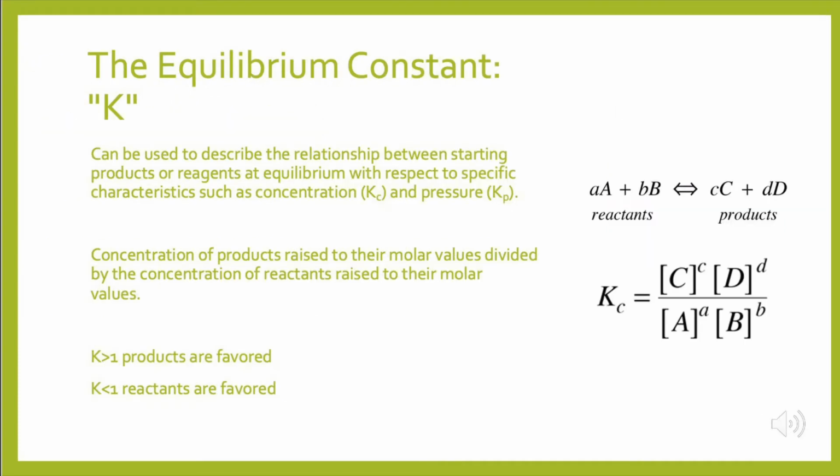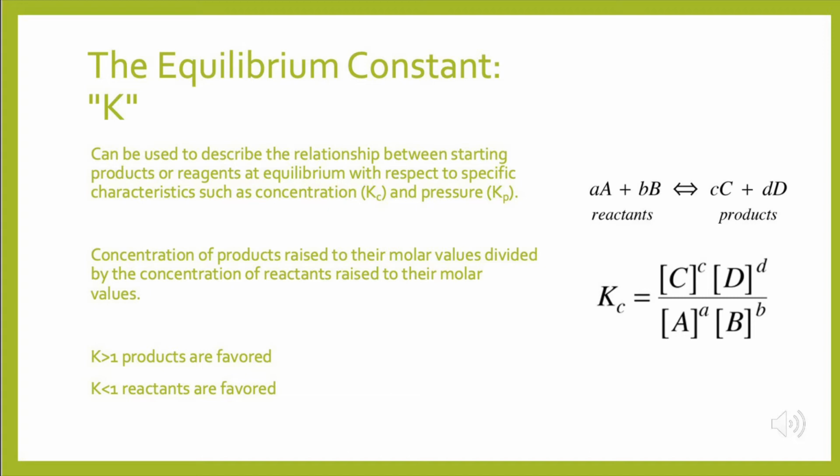The equilibrium constant, as I previously mentioned, is referred to as the letter K. It can be used to describe the relationship between starting reactants or products at equilibrium, depending on the direction of the reaction with respect to a specific characteristic such as concentration or partial pressure. As you can see on the screen, in a reversible reaction, the products are divided by reactants and each concentration is raised to the power of its molar value.